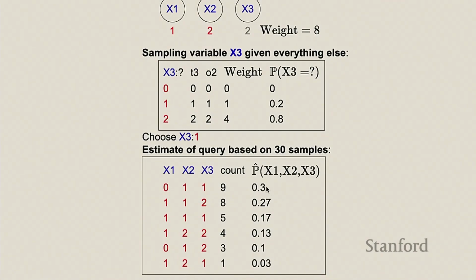So this is actually an unlikely sample. It had a 20% chance of choosing 1 and 80% chance of choosing 2, but it still chose 1. And that's a way that it can break out of these local optimums.